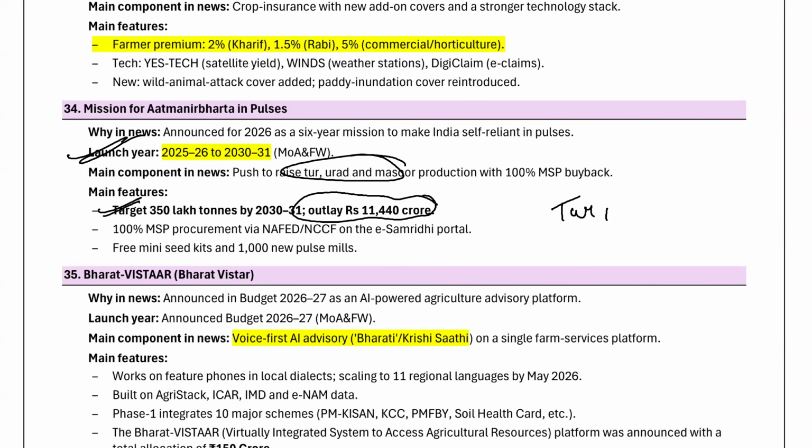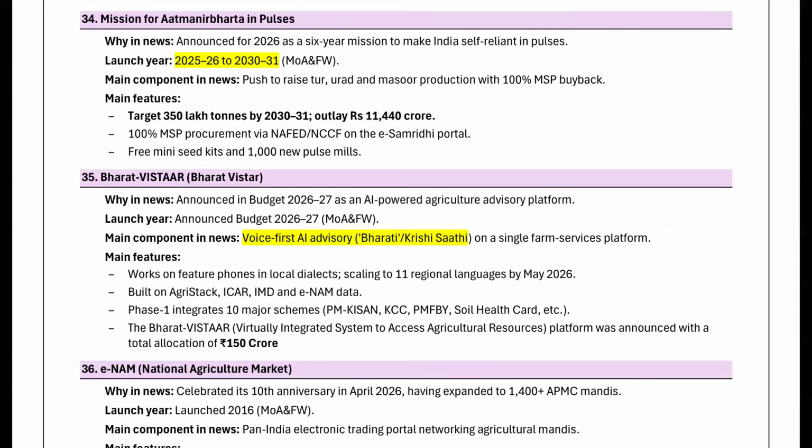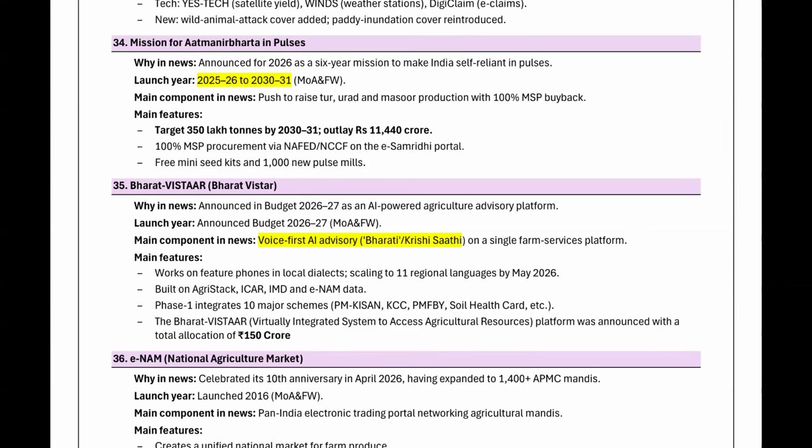The 35th scheme is Bharat Vistar. Bharat Vistar is again coming under the Ministry of Agriculture only, right? So please try to understand why it is in the news, because it is providing an AI powered agriculture advisory platform. It provides voice based support, works in local languages, and uses AgriStat data. The main component, and why it is in the news, is that it is providing voice first AI advisory, which is Bharati Krishi Sathi.